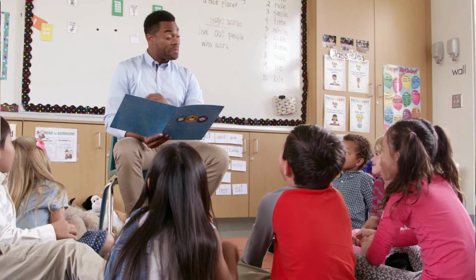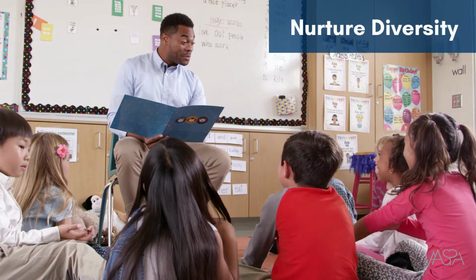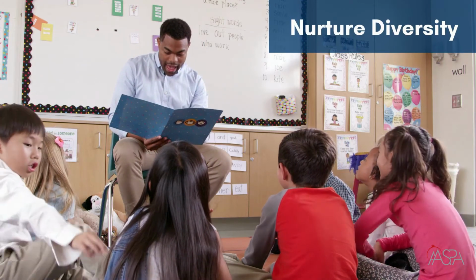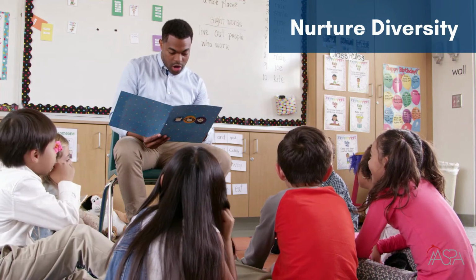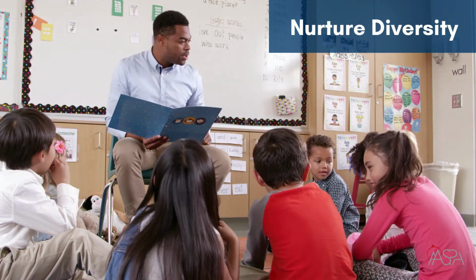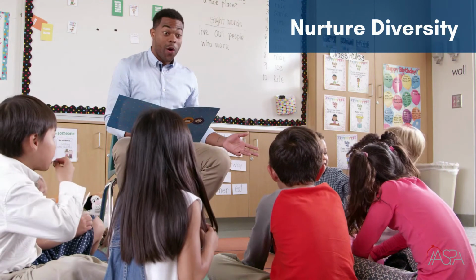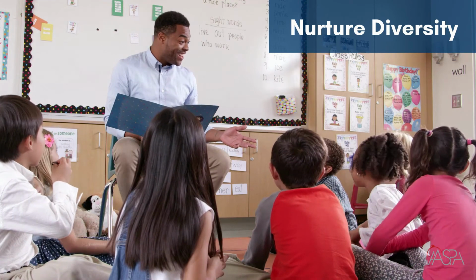Hold community circles to discuss various topics. Teach students to look for social cues such as eye contact, facial expressions, gestures, and body language. Stress the importance of sharing as well as listening to others' perspectives. Nurture diversity by reading books about people of different cultures, ethnicities, religions, and backgrounds. Discuss similarities and differences and incorporate lessons on empathy.